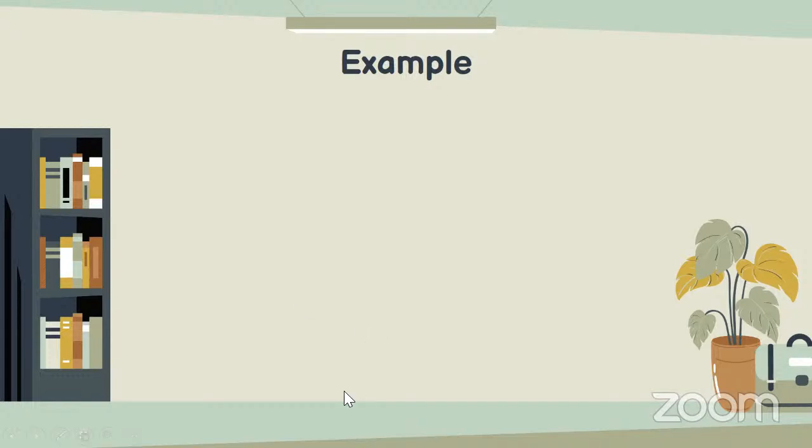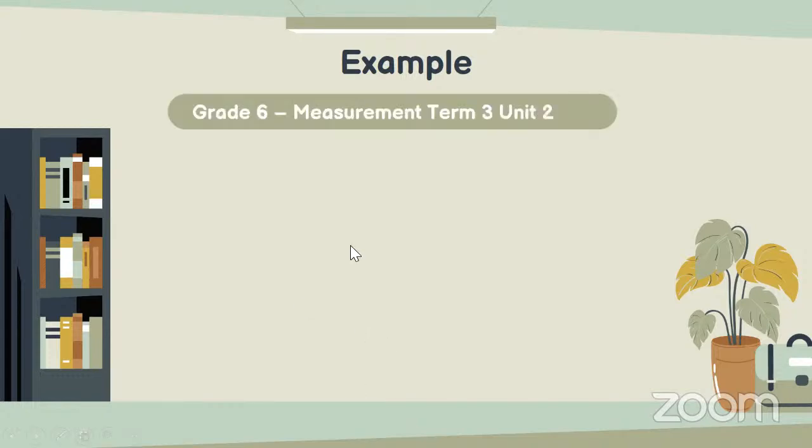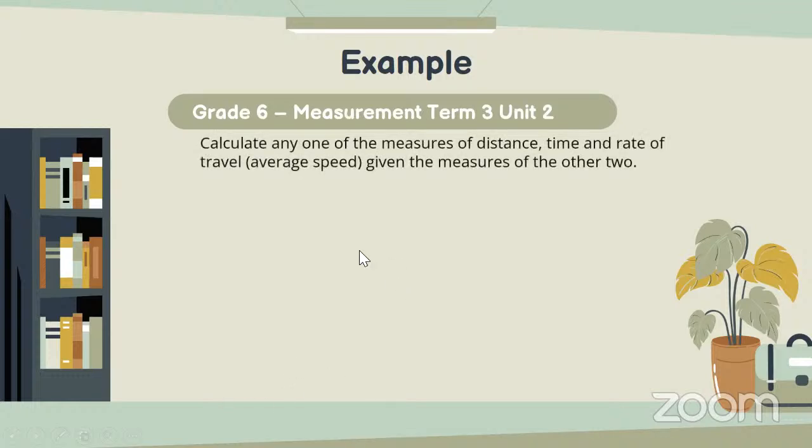But I want to show you an objective void of context, and I want to give you an opportunity to just share with me in the chat. I do crave your participation. Just what situation could you place this objective in so that it is contextualized? So let me start very simple. Here's a grade 6 objective taken from term 3, unit 2. It's a measurement strand, and it says to calculate any one of the measures of distance, time, or rate of travel given the measures of the other two. And I want you to think about it carefully.